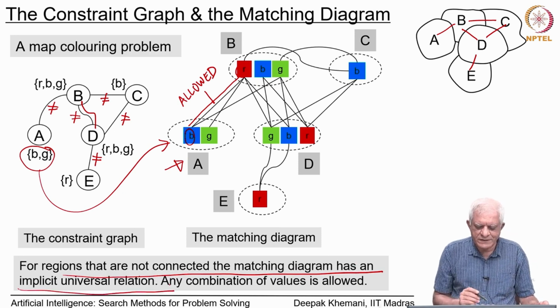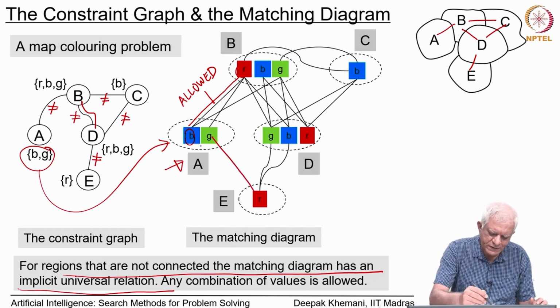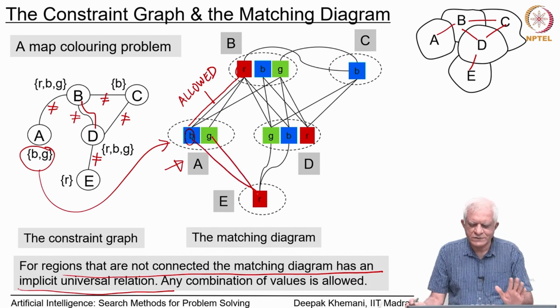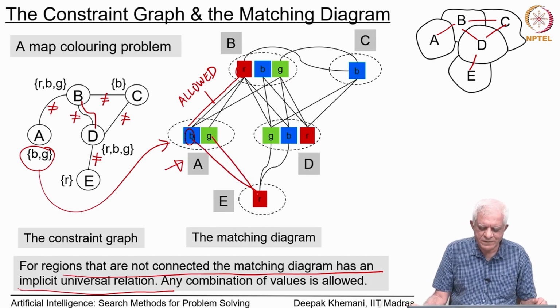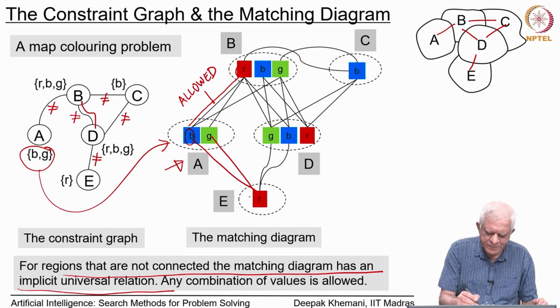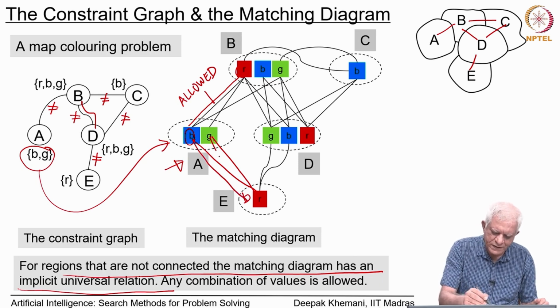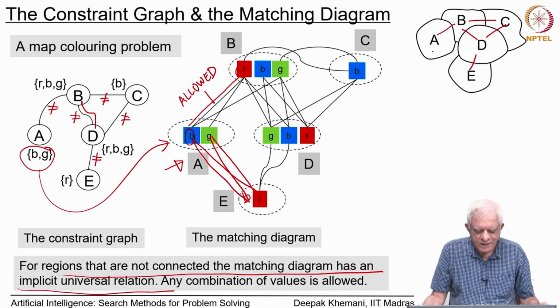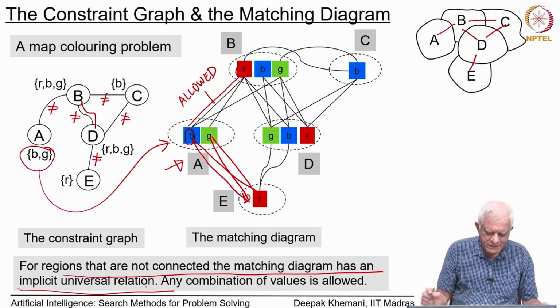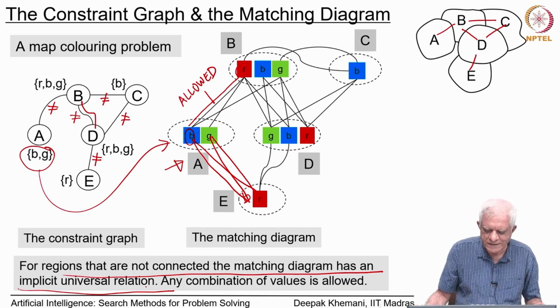So, look at A and E for example. Not having an edge between A and E in the constraint graph is equivalent to having both these edges in the matching diagram. It says that you can use these two combinations and there is no constraint between them. Even if we had, let us say, blue in the domain of E, we could have also connected blue to blue there and green to blue here. And the reason for that is that you can color both A and E in the same color. There is no constraint that you should not. So, implicitly there is a universal relation and any combination of values is allowed essentially.